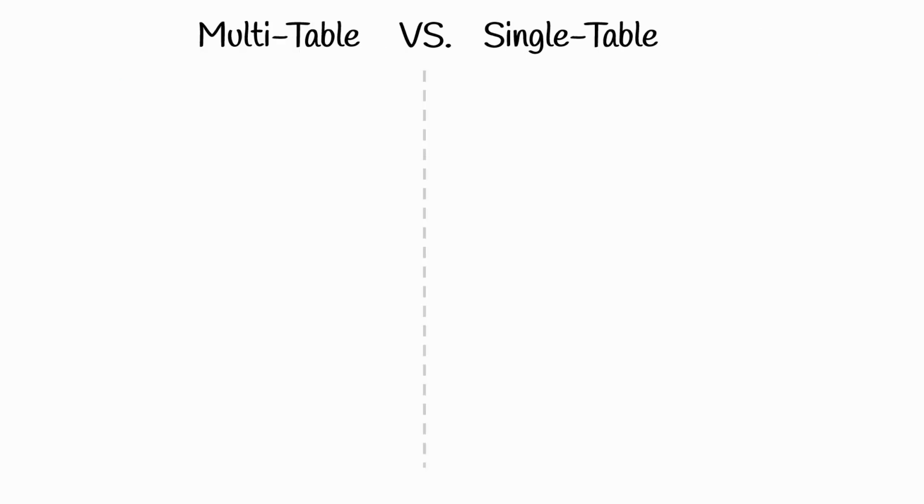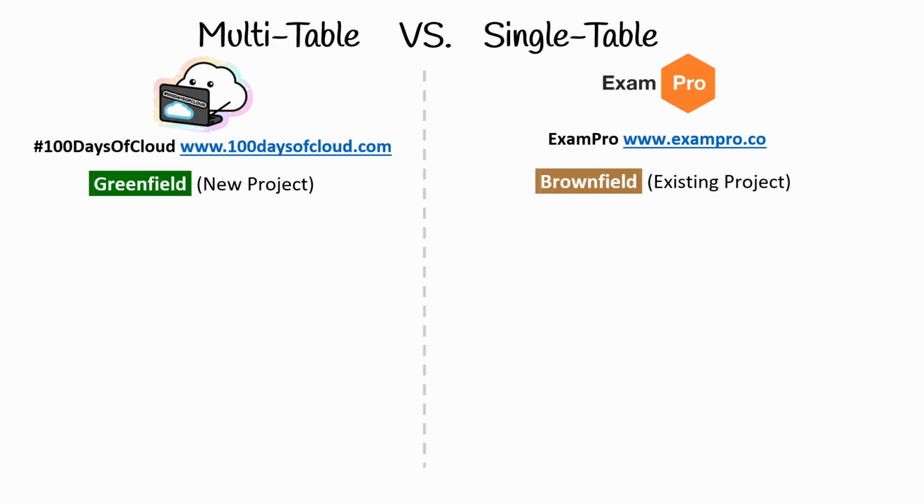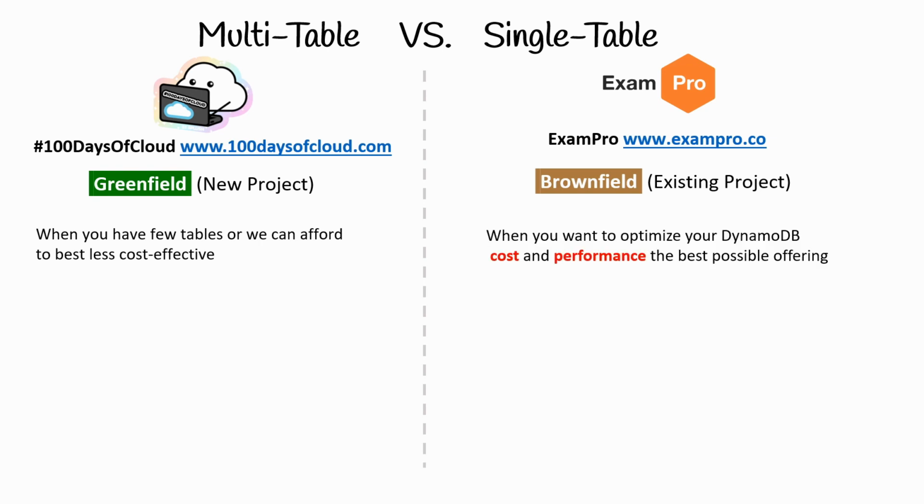Between multi-table versus single table design, it really comes down to your use case. With 100 Days of Cloud, we're using multi-table, and with Exam Pro, we're using single table design. The reason is that when you have very few tables, you can afford to be less cost effective and have more of that experience you're used to with SQL, so you have more agility. On the Exam Pro side, you want to optimize your database for cost and performance for the best possible offering, designing for the last use case that'll ever be used. When you have yet to settle on the final data access patterns and expect many changes, multi-table design gives you a bit more flexibility.